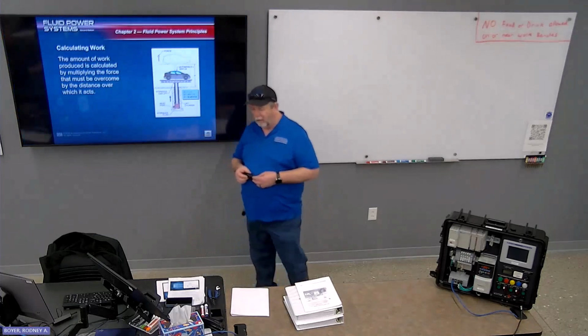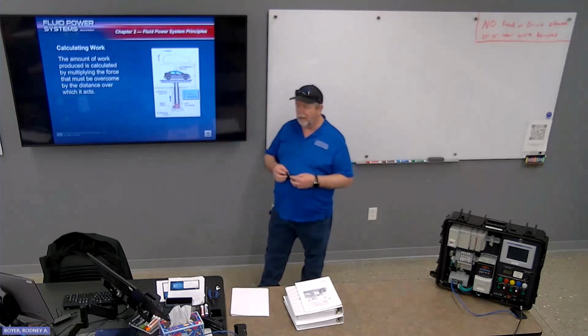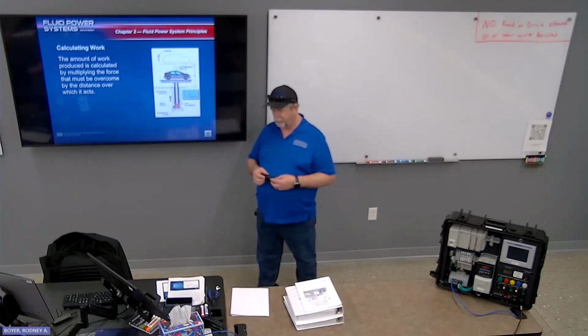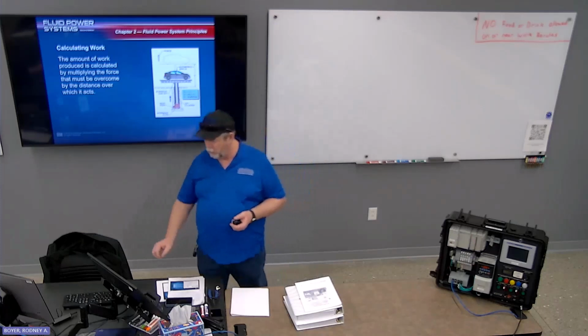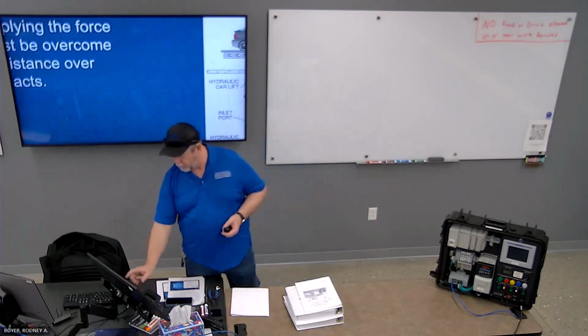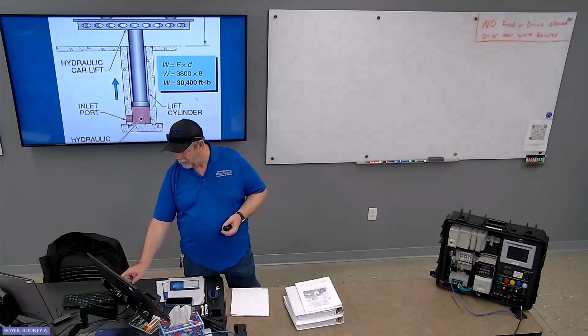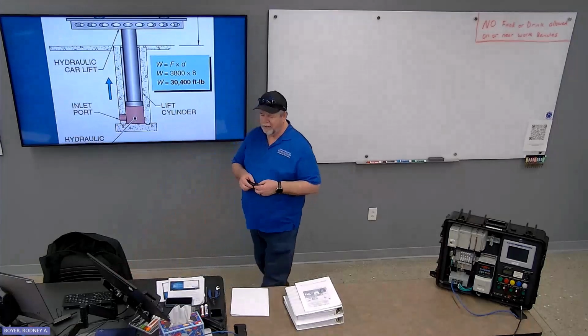Okay, calculating work. The amount of work produced is calculated by multiplying the force that must be overcome by the distance over which it acts. So, work is defined as the force multiplied by the distance.